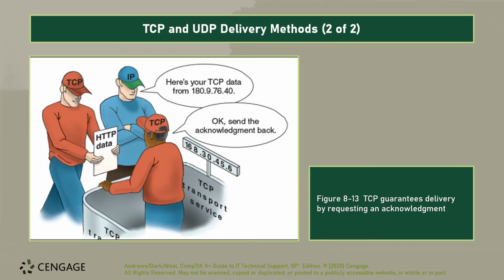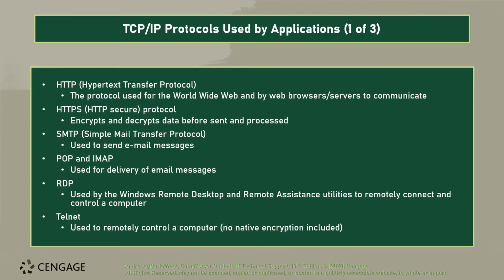Here we can see IP and TCP working together to make a delivery. They're dropping off the HTTP data with the transport service, and the acknowledgement is being sent back. Some other protocols being used by applications in the TCP/IP stack: HTTP, Hypertext Transfer Protocol. Both its standard and secure versions will allow us to communicate with web browsers and servers. SMTP is going to send email messages. POP and IMAP are used for delivery.